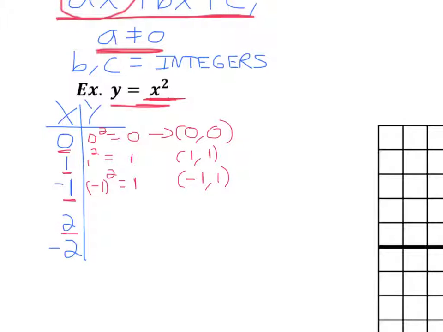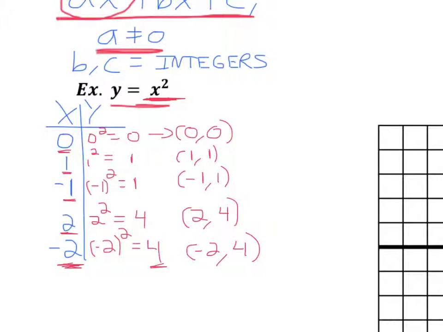Okay, if I put in 2, I'm going to get 2 squared, which equals 4. 2 times 2 is 4. So for this ordered pair, the x value is 2, the y value is 4. If I put in negative 2, same thing. I'm going to put parentheses around the negative 2 and then square it. And you can kind of see the pattern here. When I put in an x value and its opposite, you get the same y value. Negative 2 squared is negative 2 times negative 2, which is still 4. So this ordered pair is negative 2, 4.